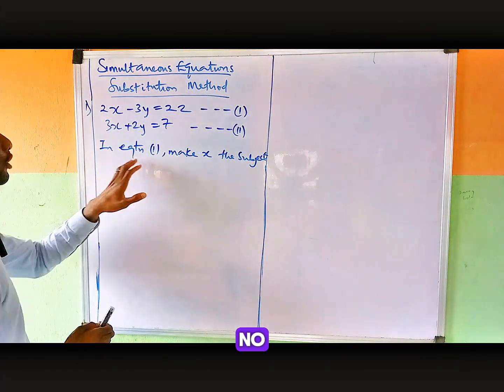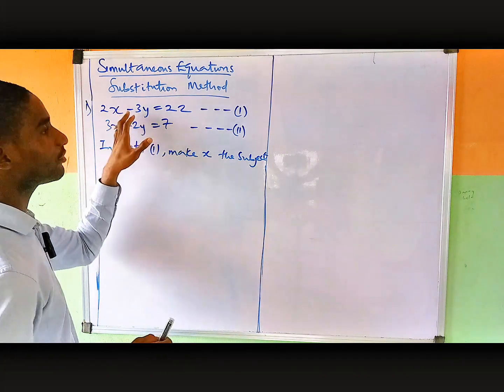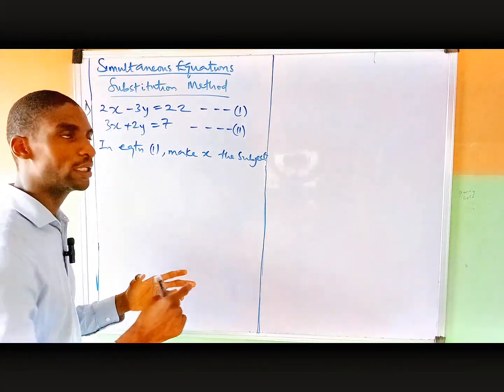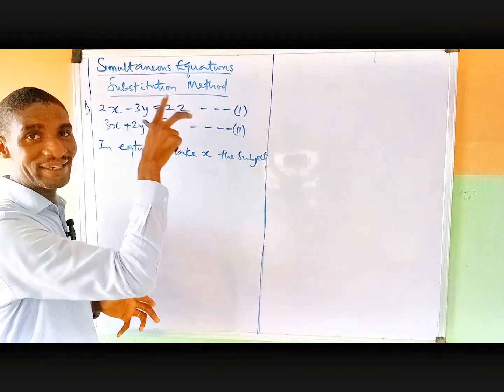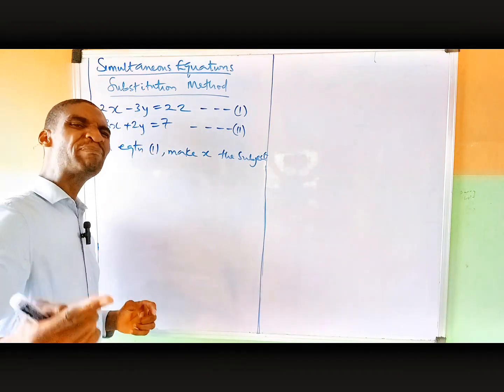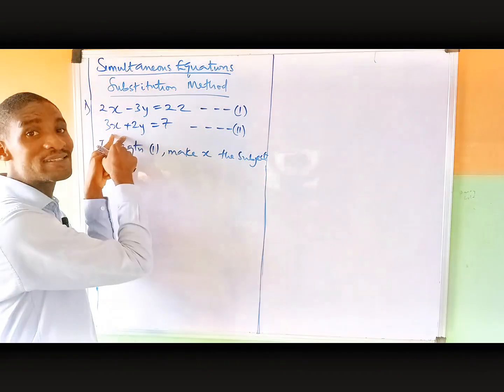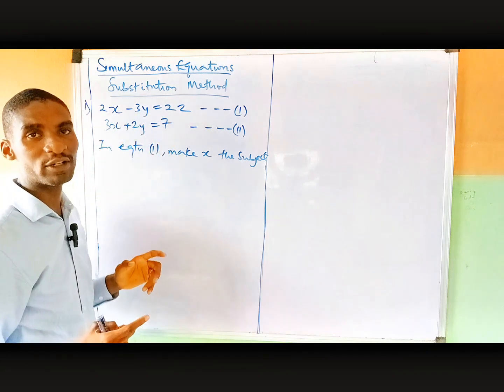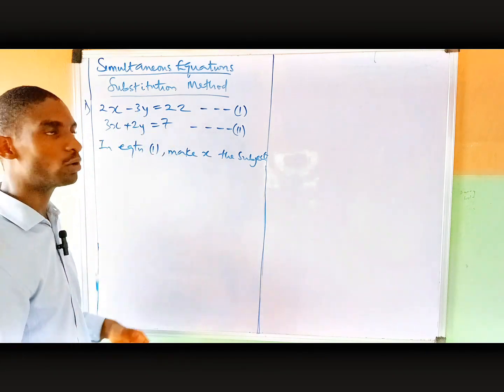So now in equation 1, make x the subject of formula. That means you want x to stand alone. Then once you have the value for x in equation 1, you now replace everywhere you find x in equation 2 with that value. You substitute with that value. So come with me, let's see.